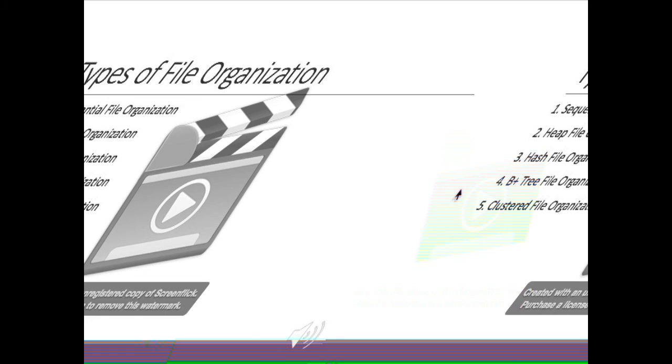These are the types of file organization. There are 5 types: sequential file organization, heap file organization, hash file organization, B+ tree file organization, clustered file organization. First off is sequential file organization.